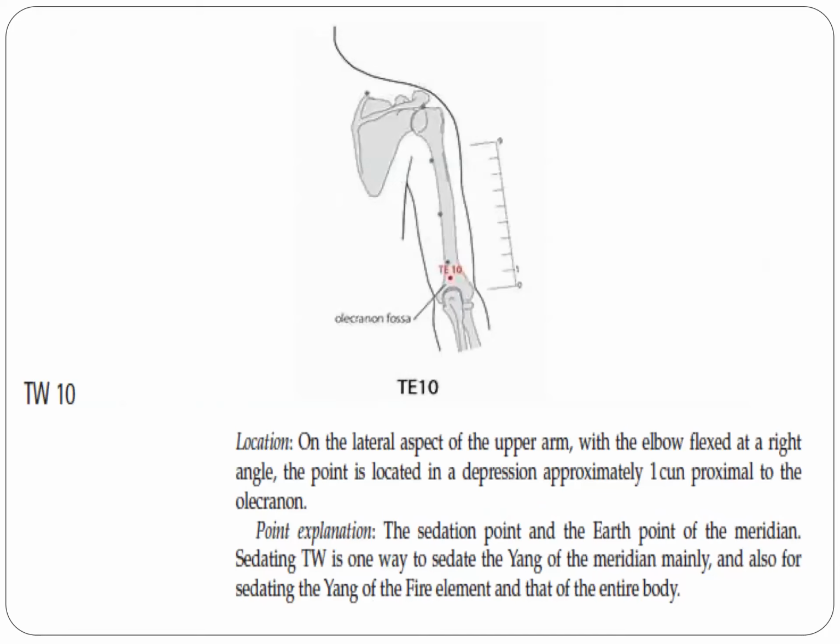Triple warmer 10 is on the lateral aspect of the upper arm with the elbow flexed at a right angle. The point is located in a depression approximately 1 tsun proximal to the olecranon. It is the sedation point and the earth point of the meridian. Sedating triple warmer is one way to sedate the yang of the meridian mainly, and also for sedating the yang of the fire element and that of the entire body.